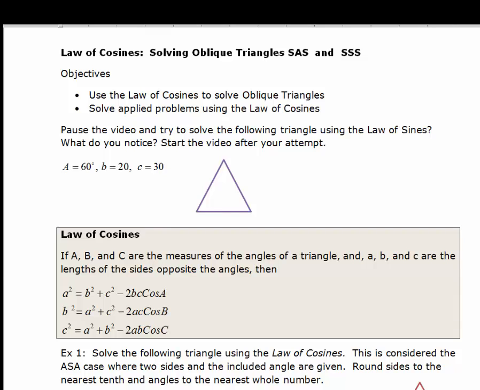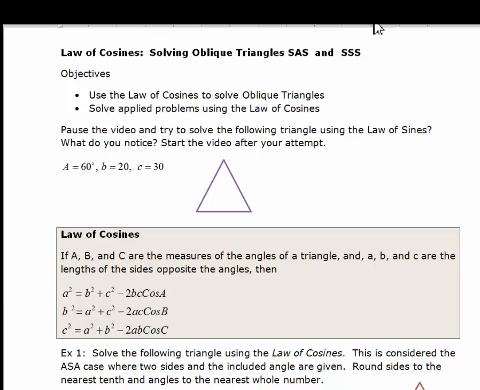In this video, we're going to use the law of cosines to solve oblique triangles. And you use the law of cosines for the cases of side angle side and side side side. Side angle side is when you have two sides and the angle that they form. And side side side is pretty obvious. It's when you have three sides and you haven't been given any information about the angles.